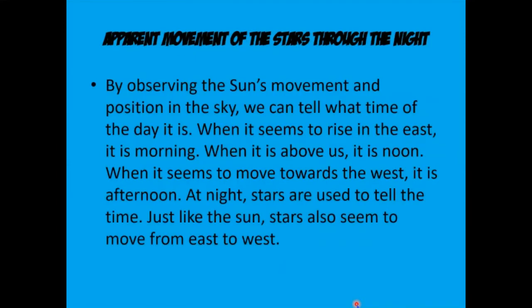So, in terms of apparent movement sa star through the night, by observing the sun's movement and position in the sky, we can tell what time of the day it is. When it seems to rise in the east, it is morning. So, when it is above us, it is noon. When it seems to move towards the west, it is afternoon.